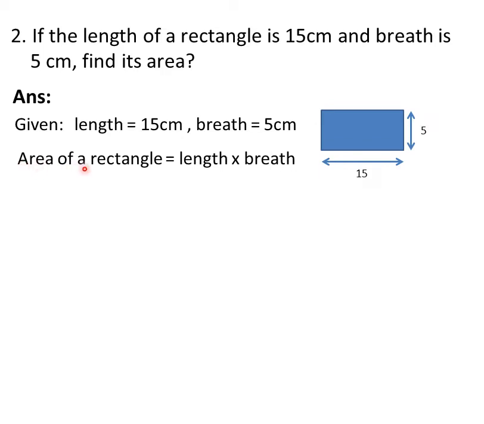So what is the formula? Area of a rectangle is length into breadth. Let's substitute these values. So here you have 15 into 5. When you multiply this, you get 15 4s are 60, 15 5s are 75. So that becomes 75 centimeter square.